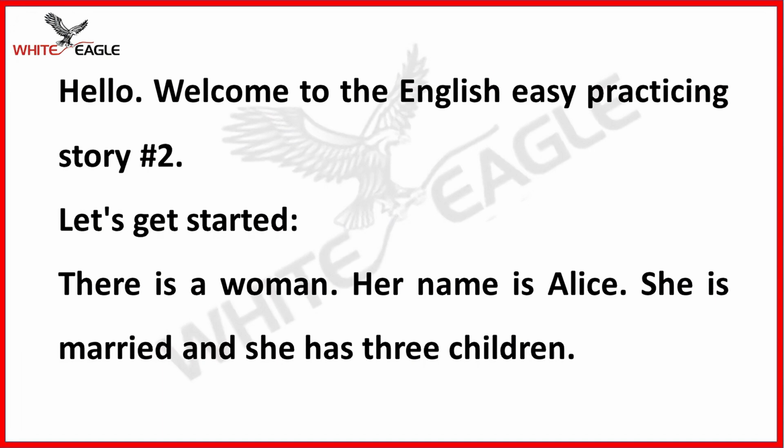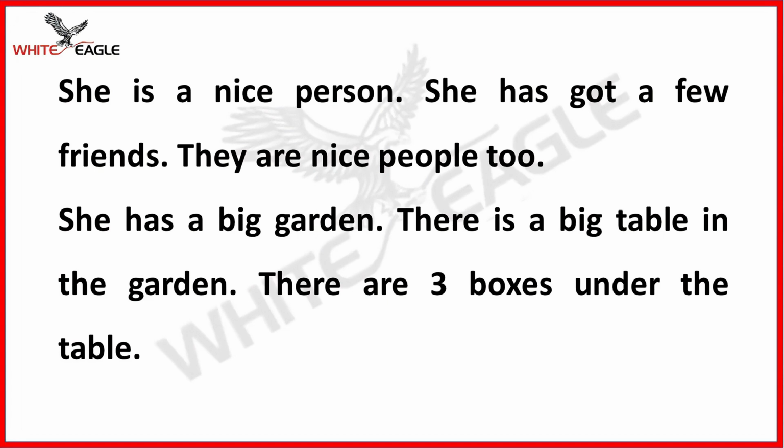Let's get started. There is a woman. Her name is Alice. She is married and she has 3 children. She is a nice person. She has got a few friends. They are nice people too. She has a big garden.